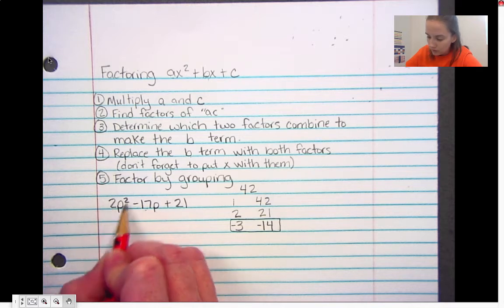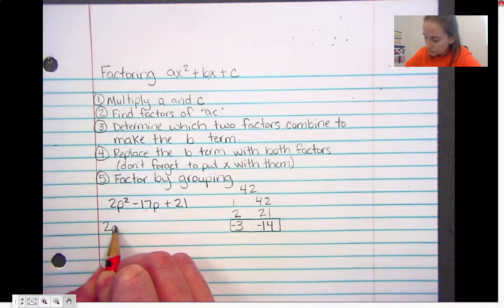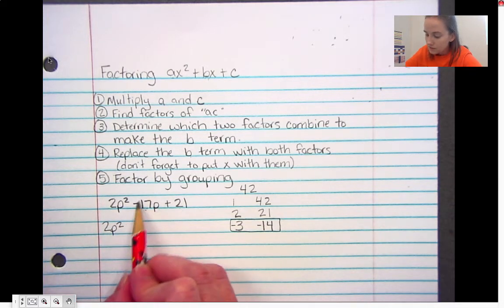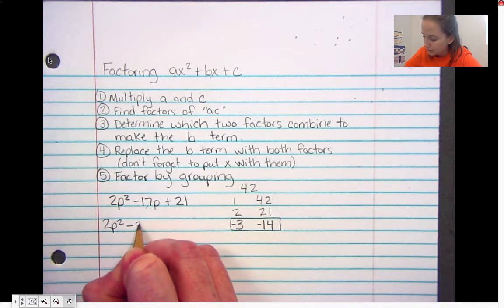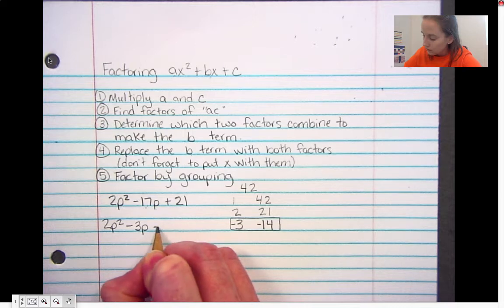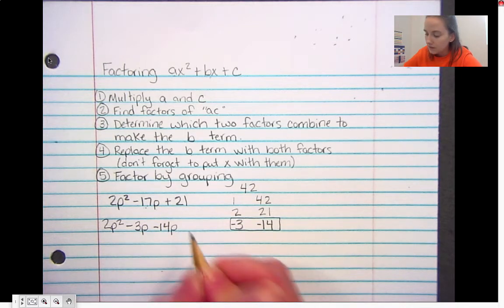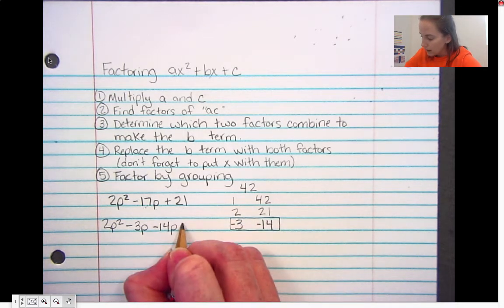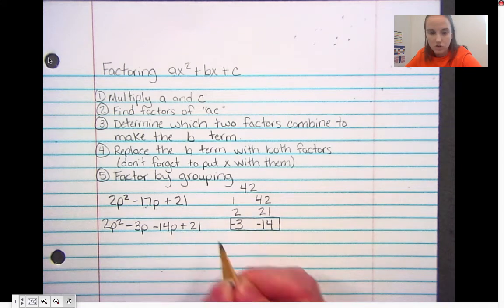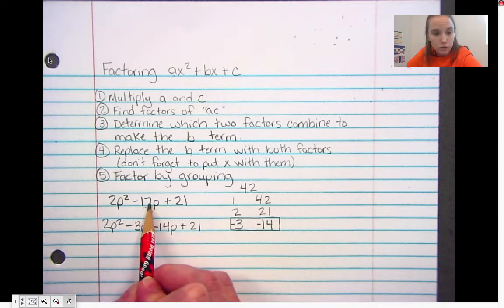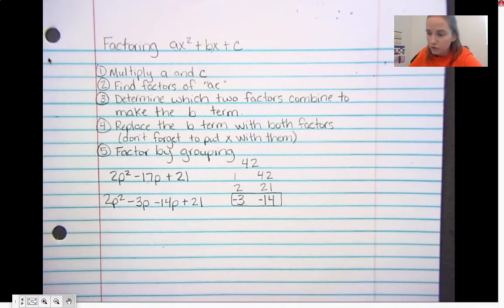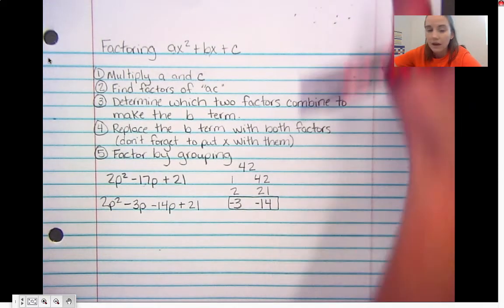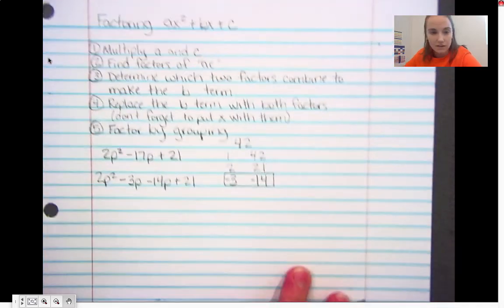So I keep the 2p squared. The negative 17 is going to turn into a negative 3 and a negative 14. So I'm going to write negative 3p and negative 14p. And then you keep your 21 that was in the back. So the only thing that you've really changed is that center term. But you didn't change the value of the expression, because if I were to combine like terms now, I still get this negative 17.